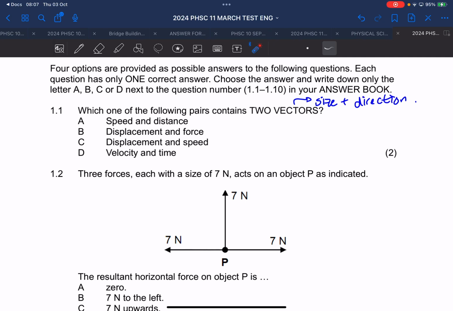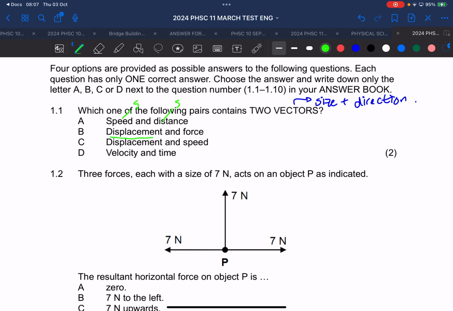Right. So, which one of the following pairs contains two vectors? So something that has only size and direction. Speed. What is speed, Courtney? Vector or a scalar? It's a scalar. And distance? It's also a scalar. Scalar, so it's not that.